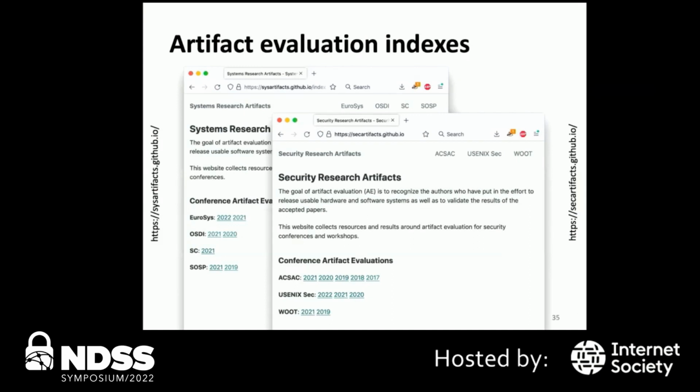People are working on different sorts of artifact evaluation indices. These are two websites that have been developed recently, catalogs of artifact evaluation committees from conferences in the systems area and in the security area. Now, this is, like I said, just a catalog. And catalogs are great, but we would like to have something that's a little bit better.